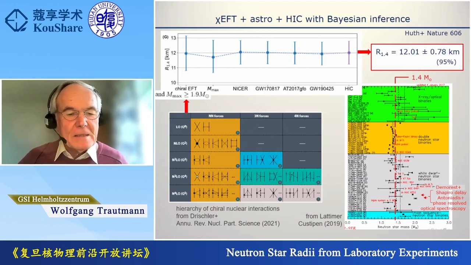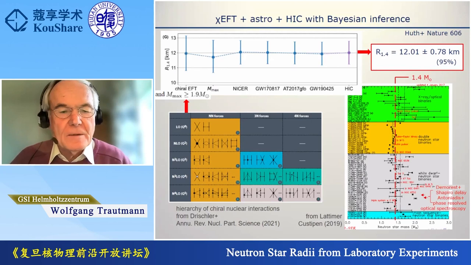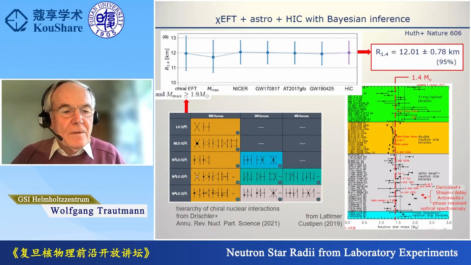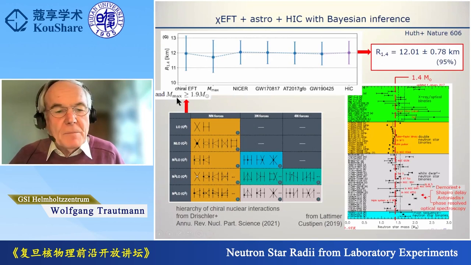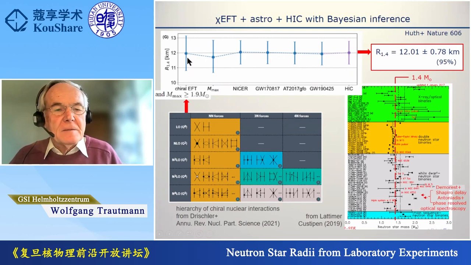The low energy couplings appearing at the various graphs here are fitted to nucleon scattering data and to nuclear structure data of small nuclei. And with this theory, a prior was constructed with the additional constraint that it meets the minimum value of the maximum mass a neutron star can attain. This is the value of 1.9 solar masses, which is a safe lower limit on the maximum mass. And then the radius of the 1.4 solar mass neutron star was calculated as a starting point.